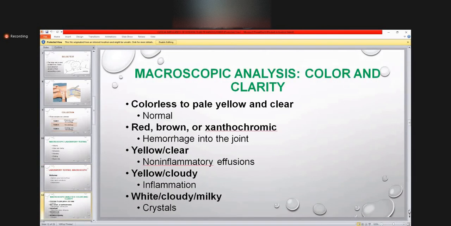In the macroscopic analysis, now we will check color and clarity. Look at what is normal: it is colorless to pale yellow, right? So this is normal. If this is red, brown or xanthochromic, it means that there is a hemorrhage into the joints. If there is a yellow color, it means that there is a non-inflammatory effusion. If it is yellow and cloudy, it means there is inflammation, right? And if it is white, cloudy or milky, it means some crystals are present in the synovial fluid.